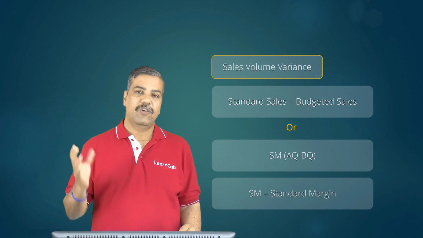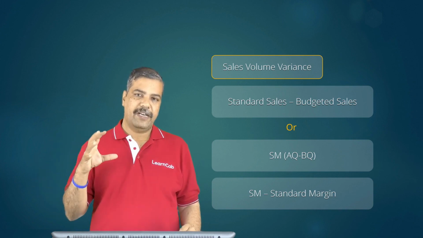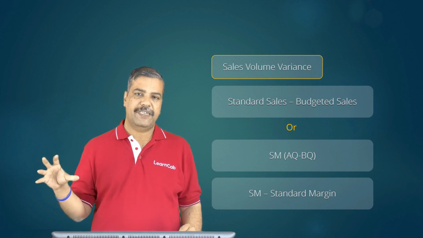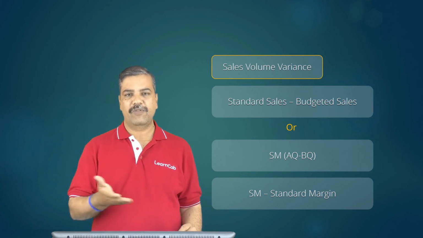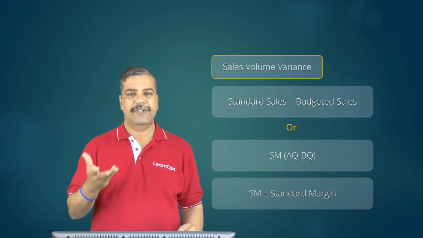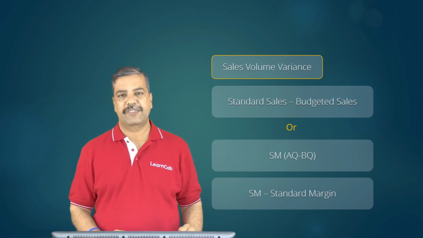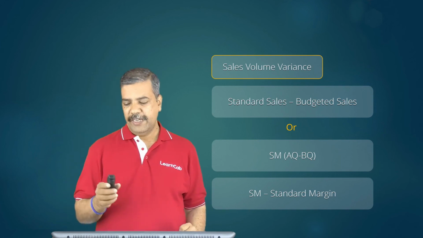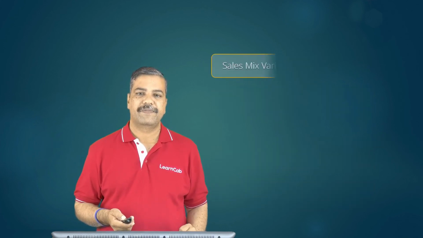So SM, open the bracket, AQ minus BQ, actual quantity minus budgeted quantity. Budgeted quantity you can get from the budget. Actual quantity means actual figures, quarter figures, half yearly figures or yearly figures, whatever volume of sales you have done, that is the quantity numbers. If you do it, then you can get the sales volume variance.